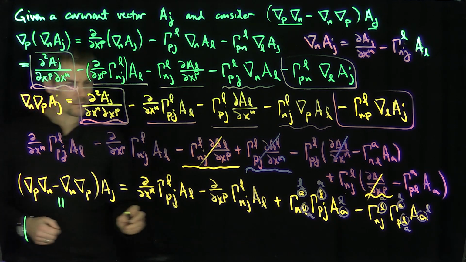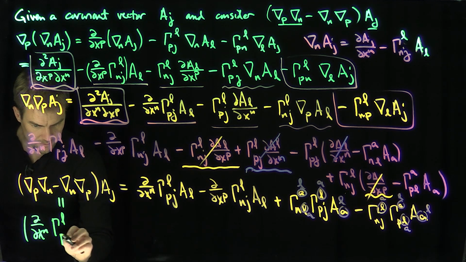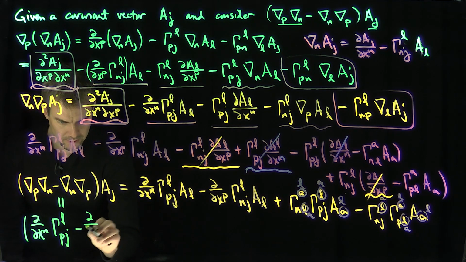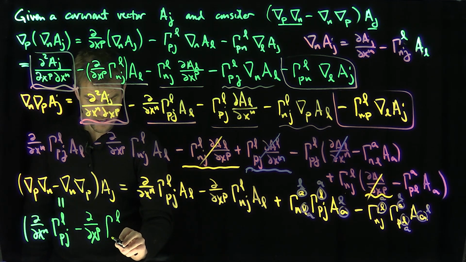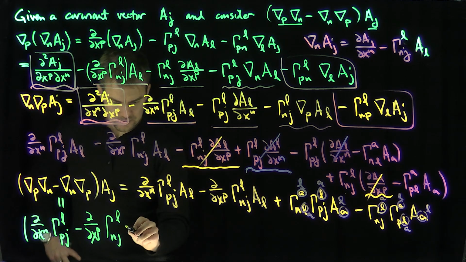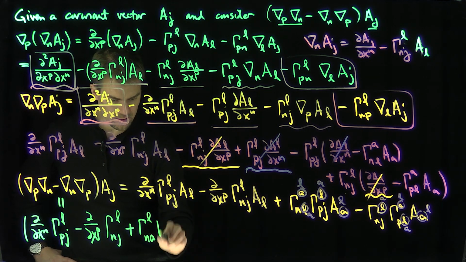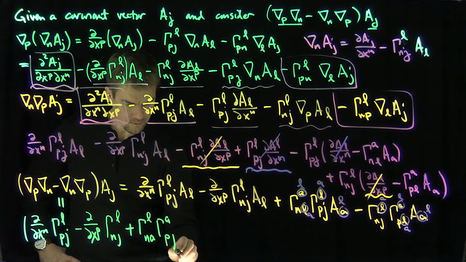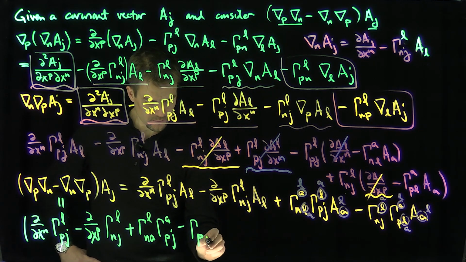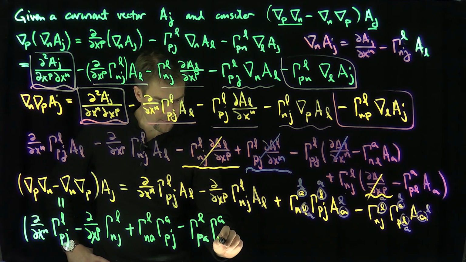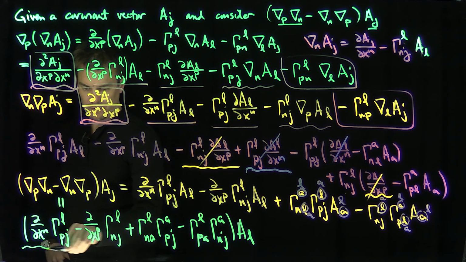Is exactly equal to partial N, partial x^N of Γ^L_PJ, and then minus partial P of Γ^L_NJ, and then plus Γ^A_NL Γ^A_PJ, and then minus Γ^A_PL Γ^A_NJ, all times A_L. Beautiful. So after that laborious calculation, we arrive at this quantity over here, and this expression is true for any tensor.